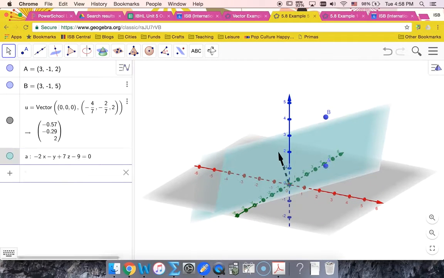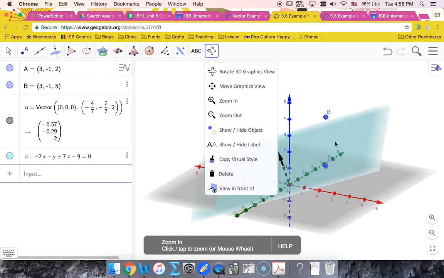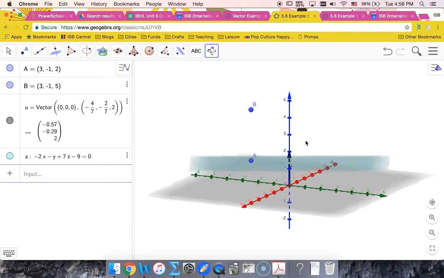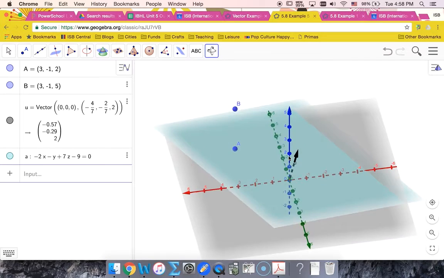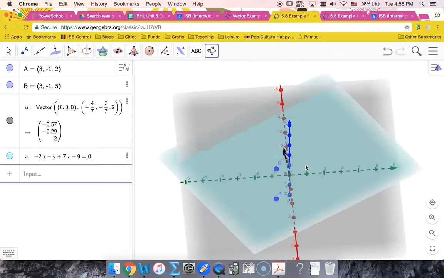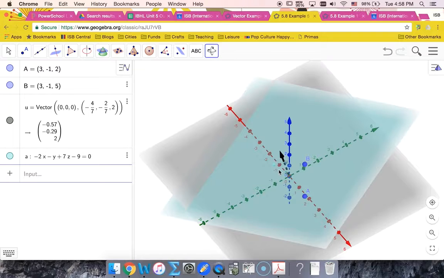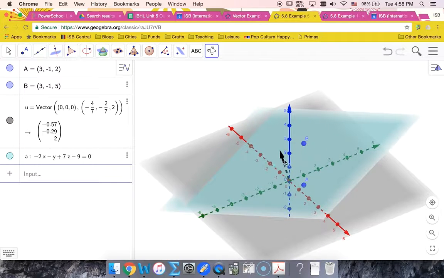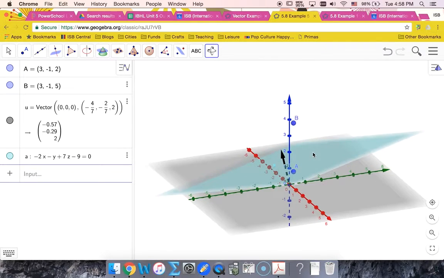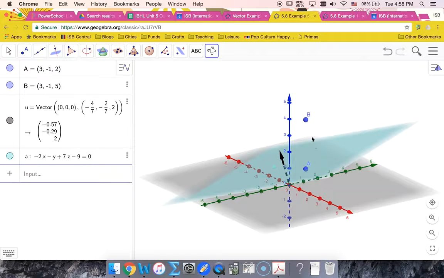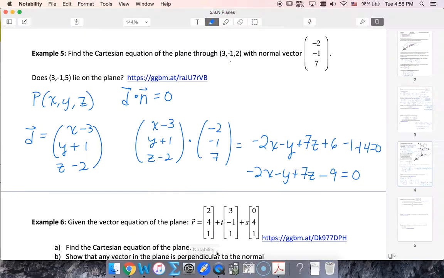And there's my plane. And now we can see that if we move this around, my point A is on the plane, and here's my normal vector, and I can see that it definitely looks normal to the plane. Also, looking at this, I can clearly see that my point B is not on the plane, and that's the other part of this question.